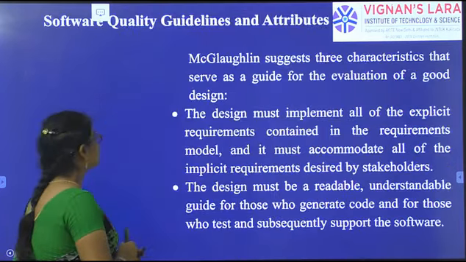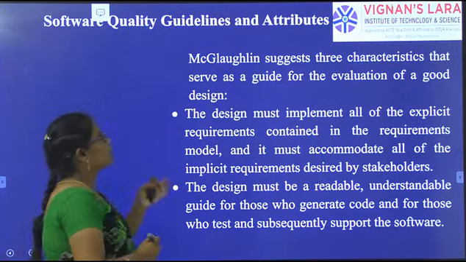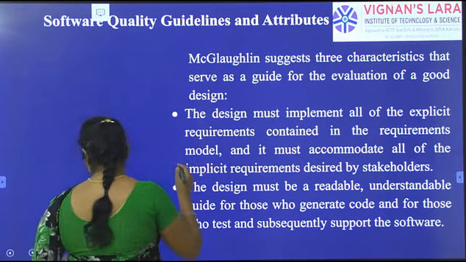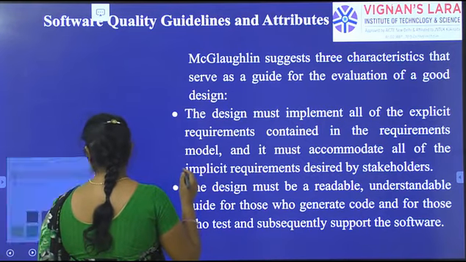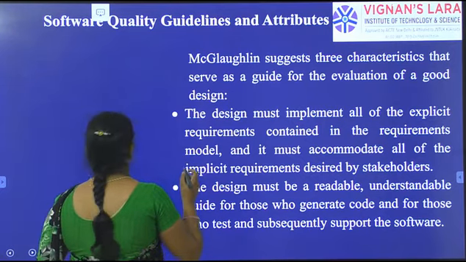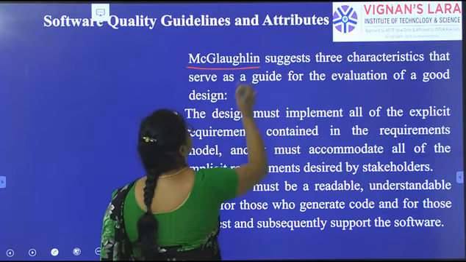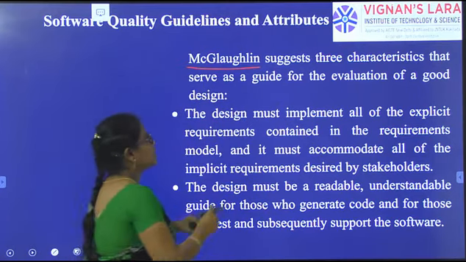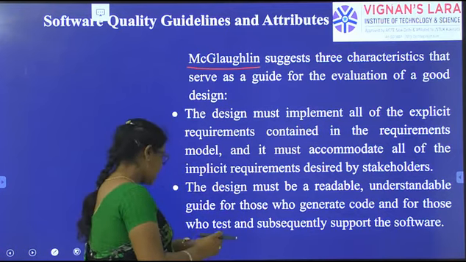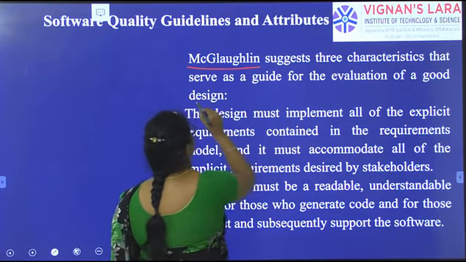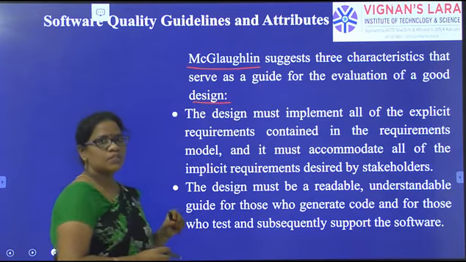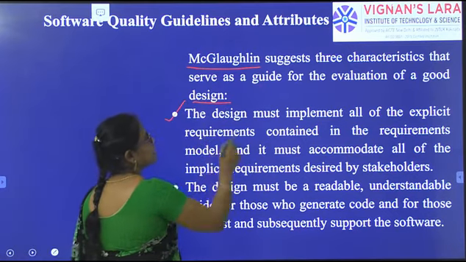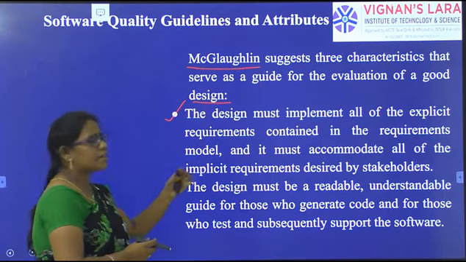And next, some software quality guidelines and attributes. So what are those? McGlaughlin is one of the contributors of software engineering. He suggests three characteristics that serve as a guide for the evaluation of a good design. So he has given us some good design guidelines. The first point is the design must implement all of the explicit requirements.